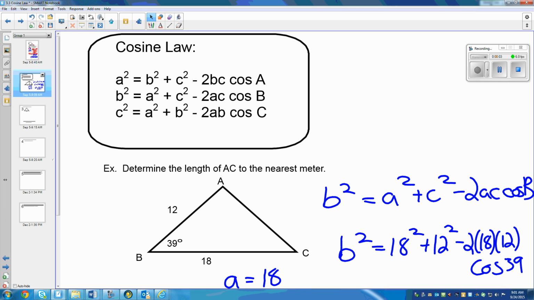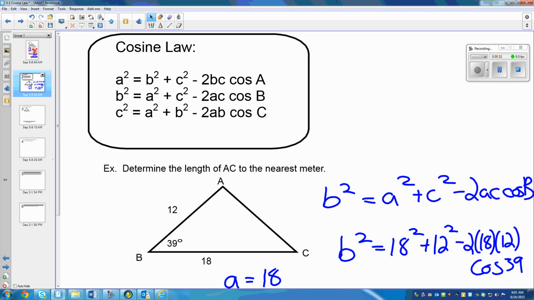Okay, so yesterday we started looking at cosine law, right? And so the cosine law, we proved it yesterday, where it's a side squared is equal to another side squared plus another side squared minus 2 times both of those sides cos of the angle on the opposite equal side, right? So it's either a squared equals b squared plus c squared minus 2bc cos a, stuff like that.